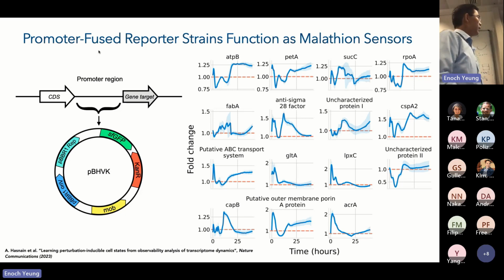And this is what the responses look like of the synthetically engineered strains. So we take this plasmid now, each with a different promoter on it, and there's 15 plasmids that we built, and we transform them back into Pseudomonas fluorescens SBW25, the wild type strain, but now with these different reporters. Then we treat them with malathion to see how they respond.